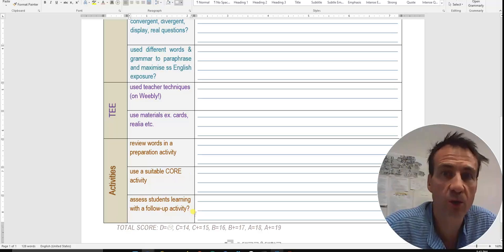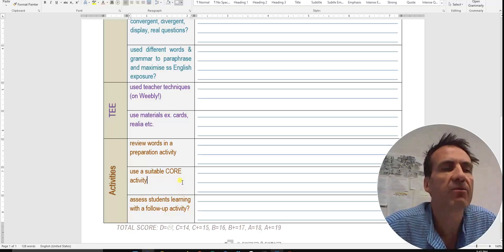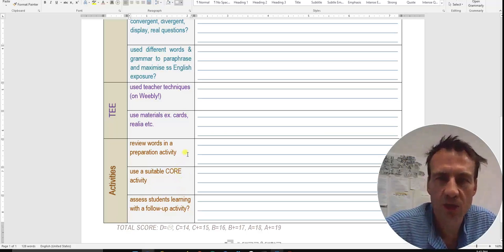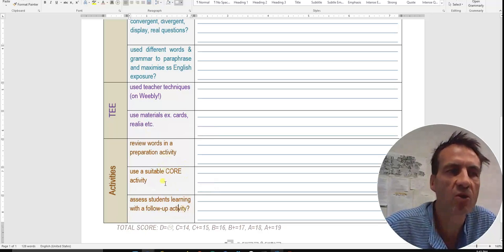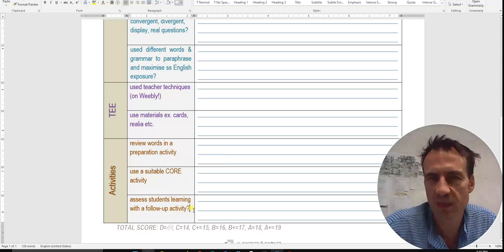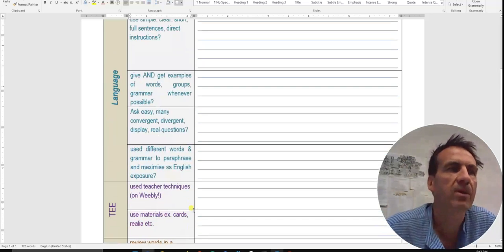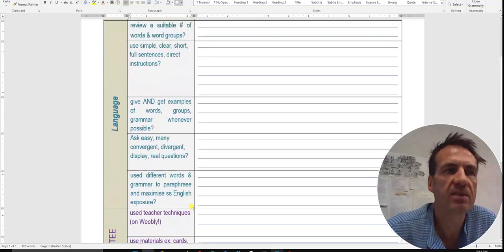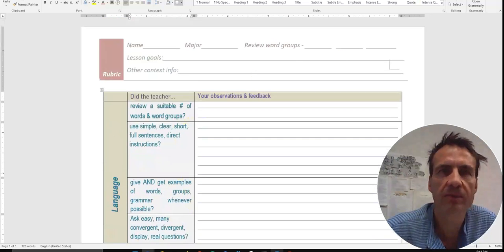First of all, choose a core activity. For crafts, choose a craft. Think about which words you want to review using your craft, and then prepare a suitable preparation activity. And then assess at the end. Do students now know the words that I reviewed in my core activity? Have they learned them? Are they able to say them or possibly write them? Okay, so use this. This is the key to a good micro lesson.